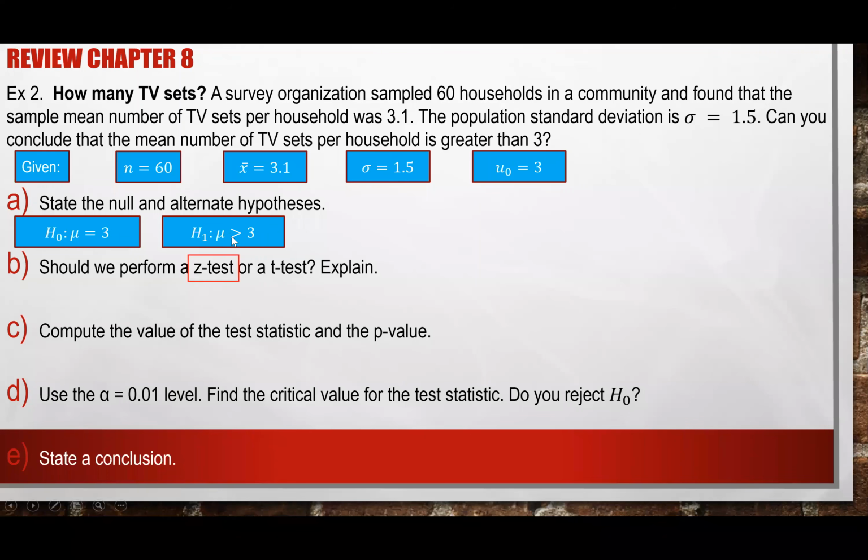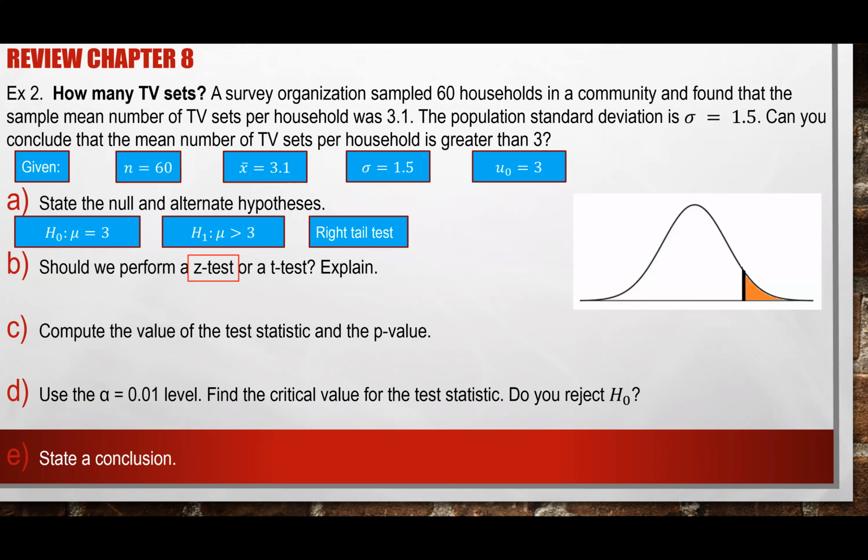And greater than 3 tells us that this is a right tail test. If it's a right tail test, this will be my sketch: my critical value, the reject region, will be on the right because it's a right tail test, and my fail to reject region will be on the left, right? All this preliminary is the same. You sketch it so that you know your critical region. So now, go with B. They ask you which test, which we answer when we look at the problem already: we know that this is a Z test.